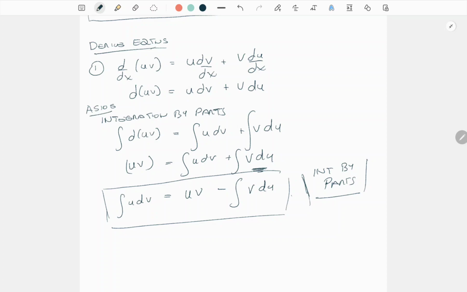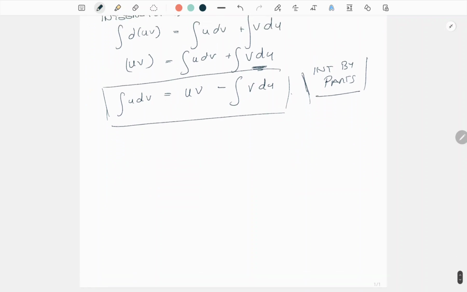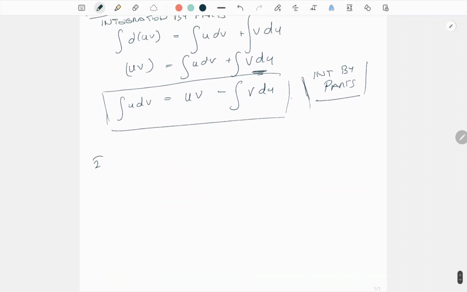Okay, cool. Let's take a look at how equation number 2 is derived. So let's look at equation number 2. We're going to start with d by dx of x squared plus y squared. Well, what we can do is really just multiply through. So d by dx of x squared plus d by dx of y squared. Well, here we need the chain rule.